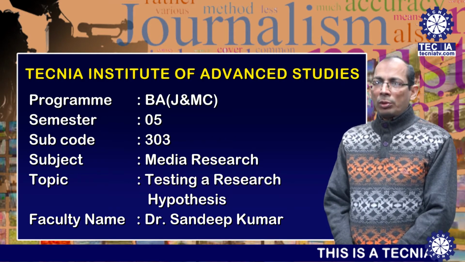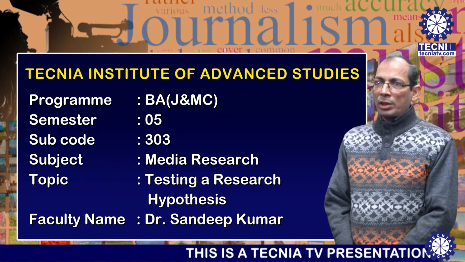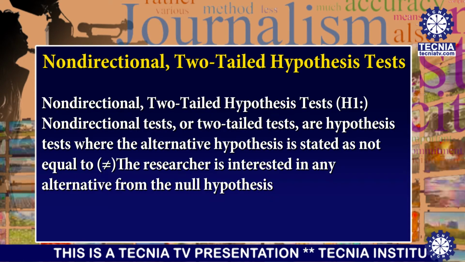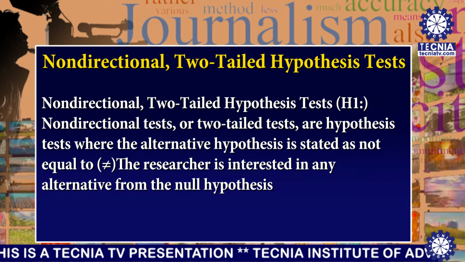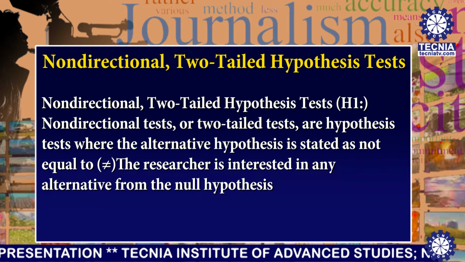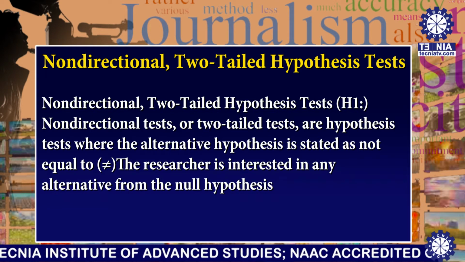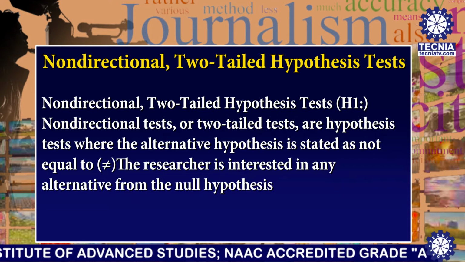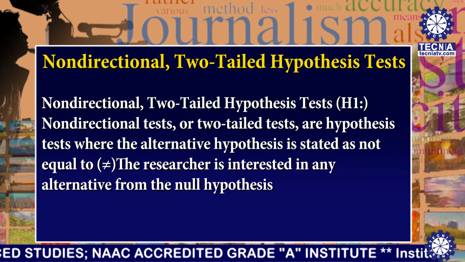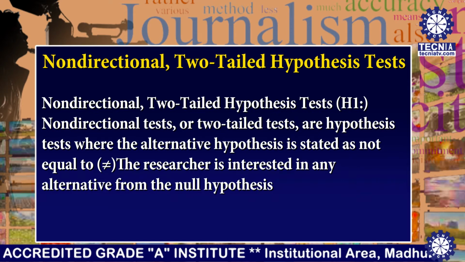Sandeep Kumar. Today, I am delivering a lecture on testing a research hypothesis using examples of the Z-test. Now, I have to explain what a non-directional two-tailed hypothesis test is, which is described as H1. Non-directional tests or two-tailed tests are hypothesis tests where the alternative hypothesis is stated as not equal to. The researcher is interested in any alternative from the null hypothesis.